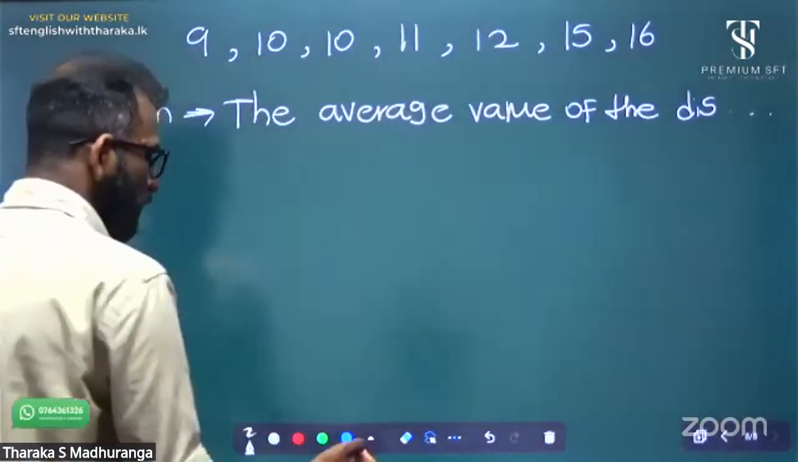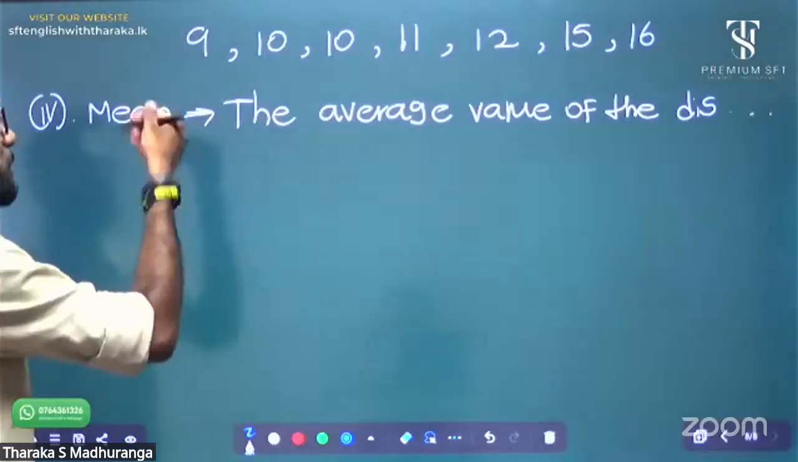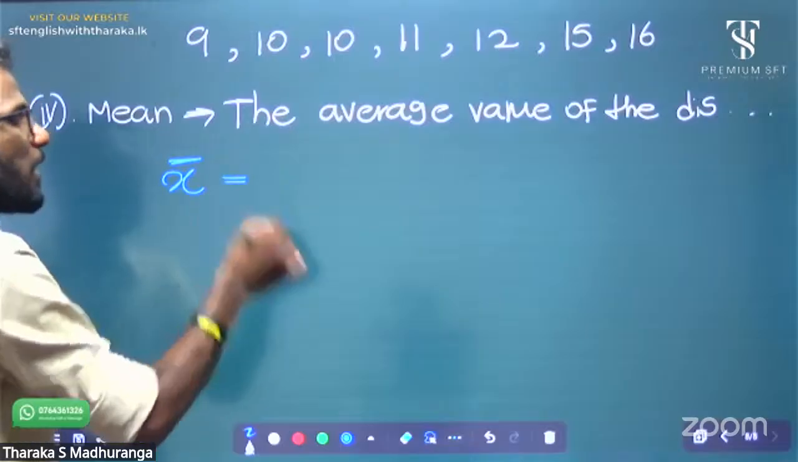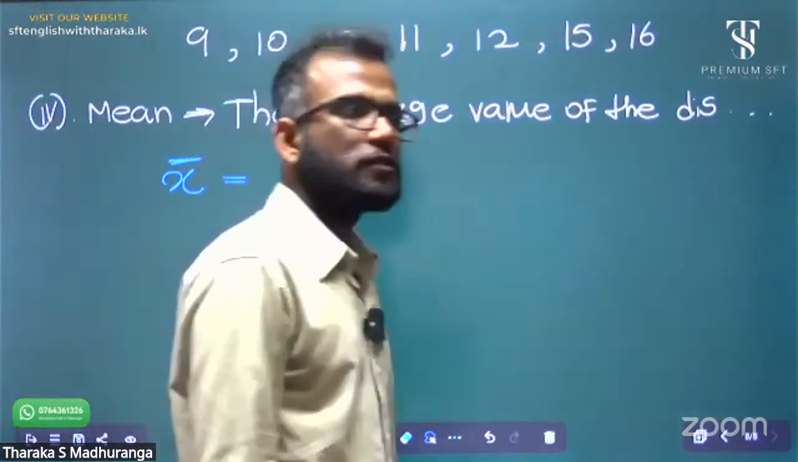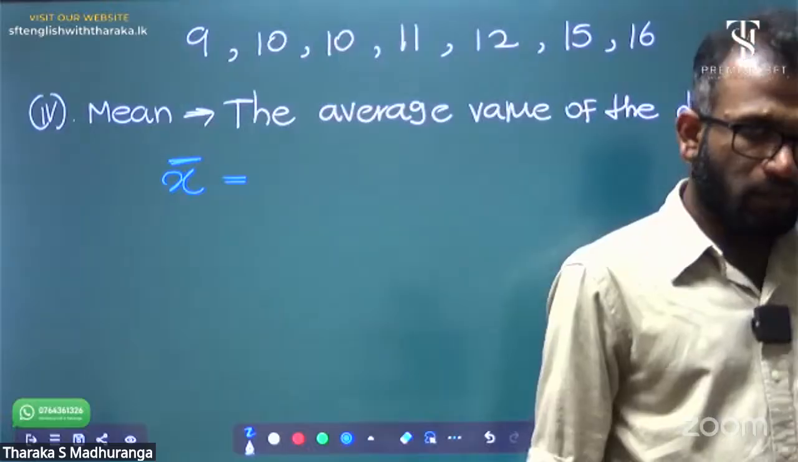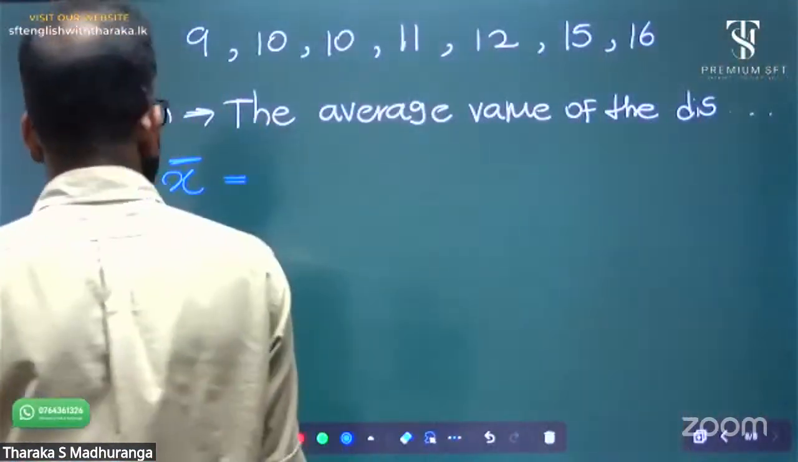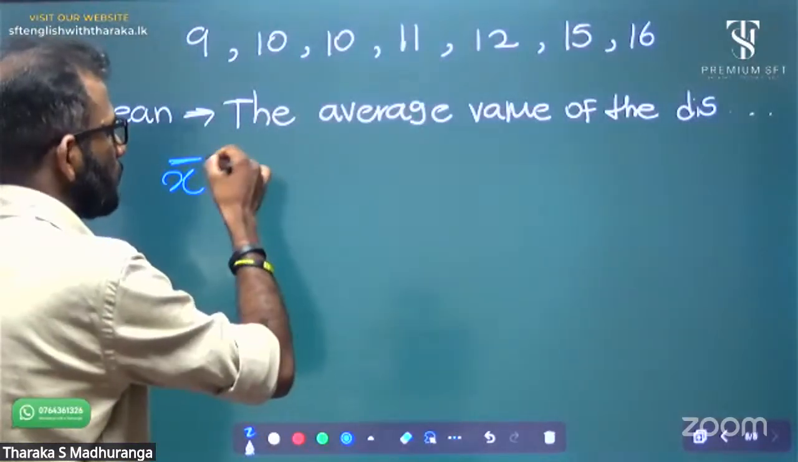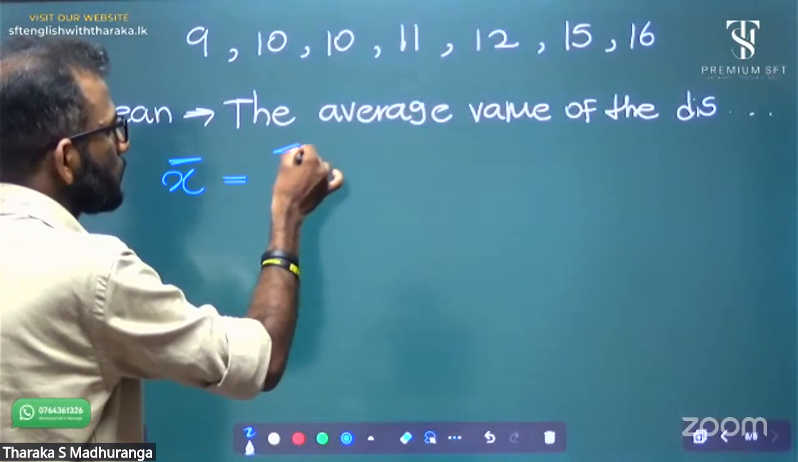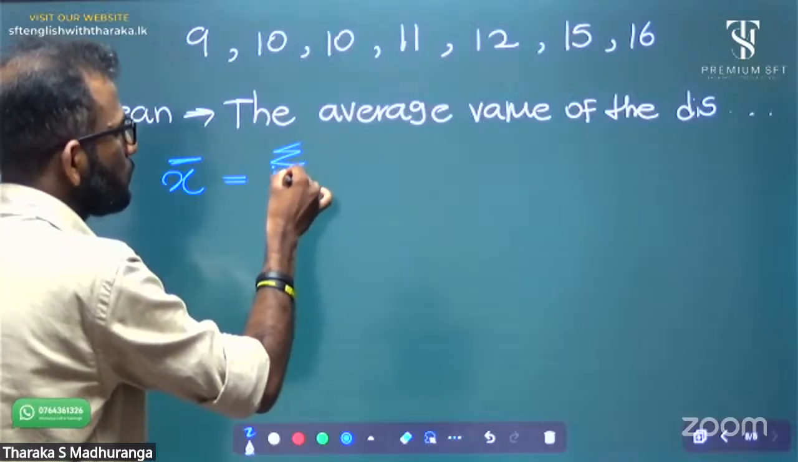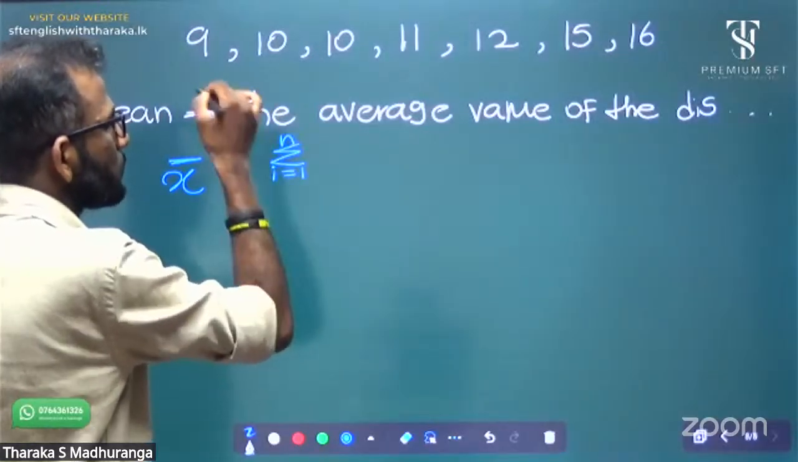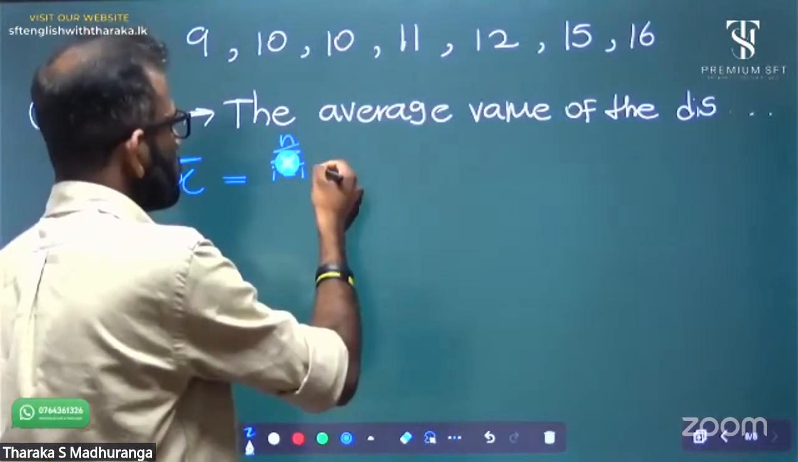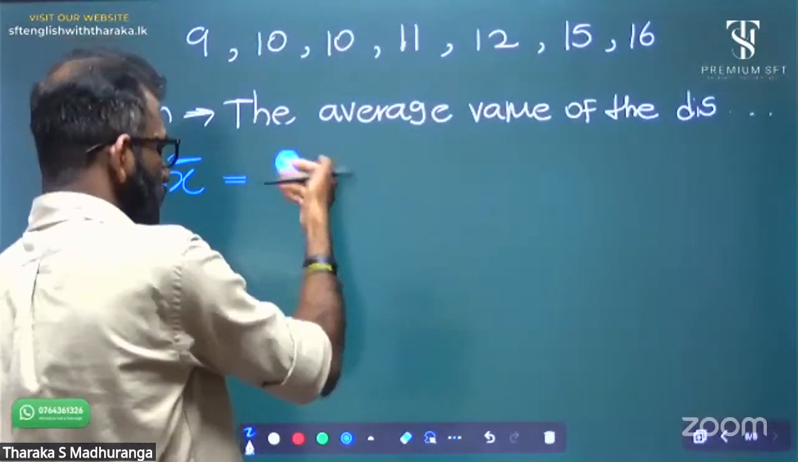How to calculate this average value? Okay, remember, the symbol of the mean is X bar. How we can get the mean? Remember, sigma i equal 1 to n.